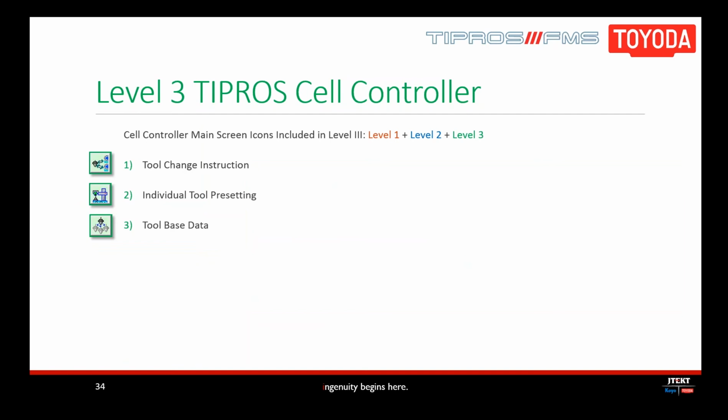So we got 3 main function keys here. Tool change instructions, which we can query the machine on how long the tool is going to last if we're going to run it for 10 hours. We got individual tool presetting. This is where we could view the pictures. And we got tool database, which gives you all the information about that tool, such as adaptive control, weight of the tool, how long the tool is. So all this is kept in the cell controller and can be viewed.